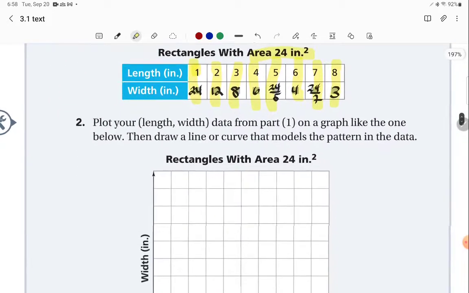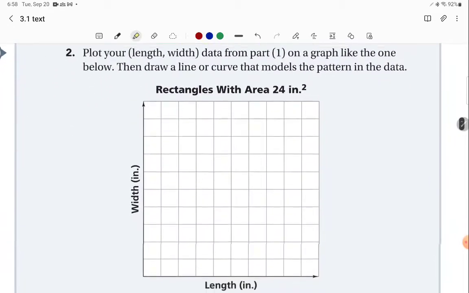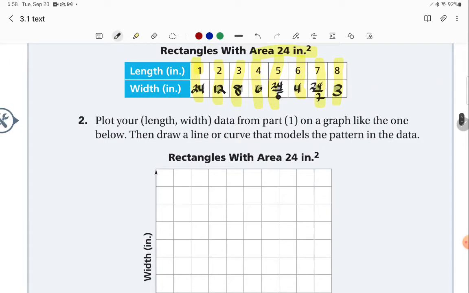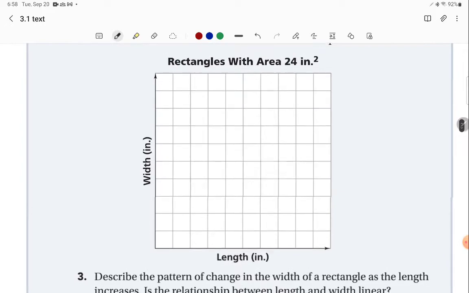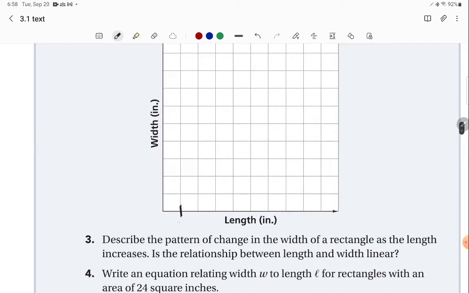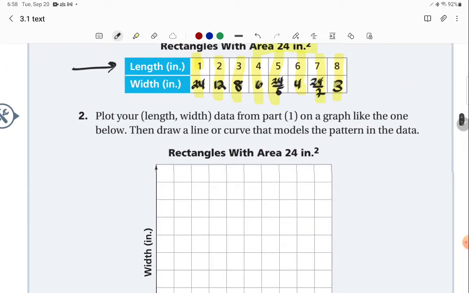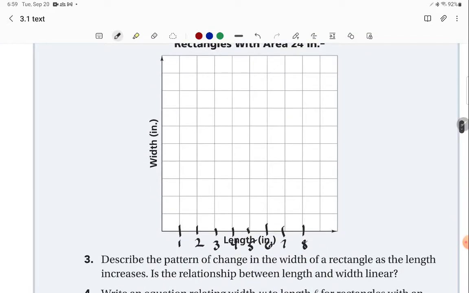Now what we're going to do is take that table and plot it down here on this graph. And I'll help you get started. For our lengths, you notice they go from 1 to 8. So we're going to make this 1, 2, 3, 4, 5, 6, 7, 8. And then for our widths, it goes from 3 to 24. So we're going to just go by threes: 3, 6, 9, 12, 15, 18, 21, 24.